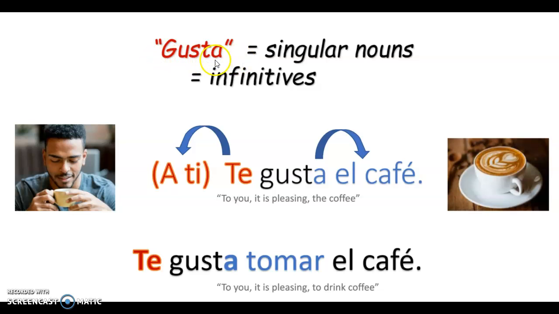So you use gusta without the N for single nouns and infinitives. For example, a ti te gusta el café. To you, it's pleasing the coffee. A ti te gusta tomar el café. So you like to drink coffee, is how we translate it.